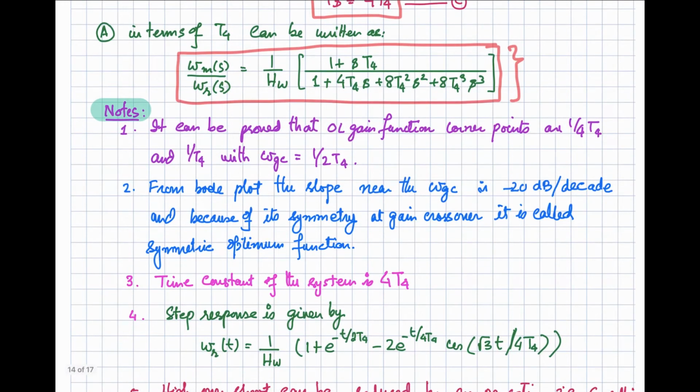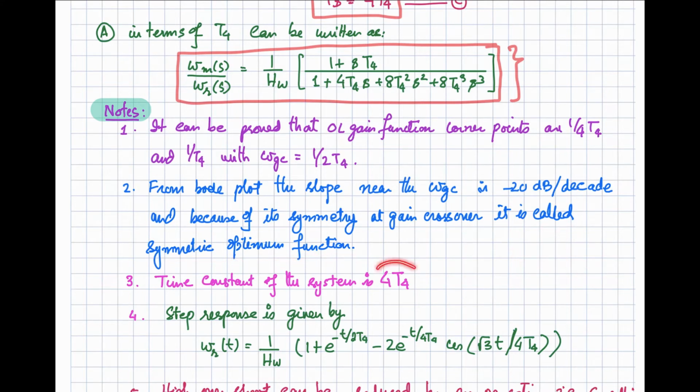Now some important points related to this. It can be proved that the open loop gain function corner points are at 1 by 4 t4 and 1 by t4, with the gain crossover equal to 1 by 2 into t4. From the Bode plot, the slope near the gain crossover is minus 20 dB per decade. When your Bode plot crosses this 0 dB line, the slope will be minus 20 dB. It is symmetric across this point, and because of that it is said to be the symmetric optimum function.